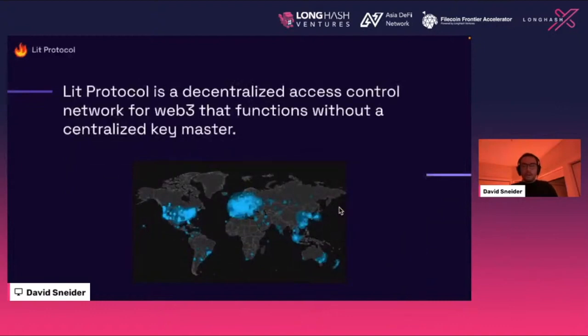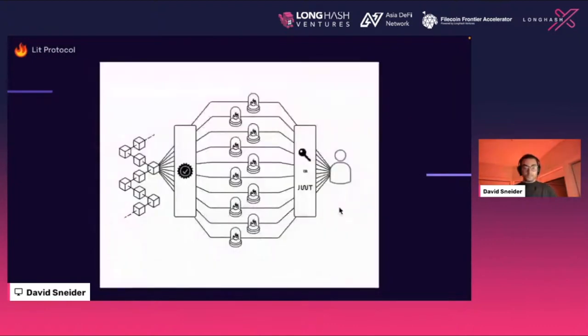So Lit Protocol is an access control network. Functionally, what that means is it is a network of computers that is able to grant a blockchain user access to some off-chain resource, whether that's data on Filecoin or a live stream or a server, when that user meets certain conditions on chain.